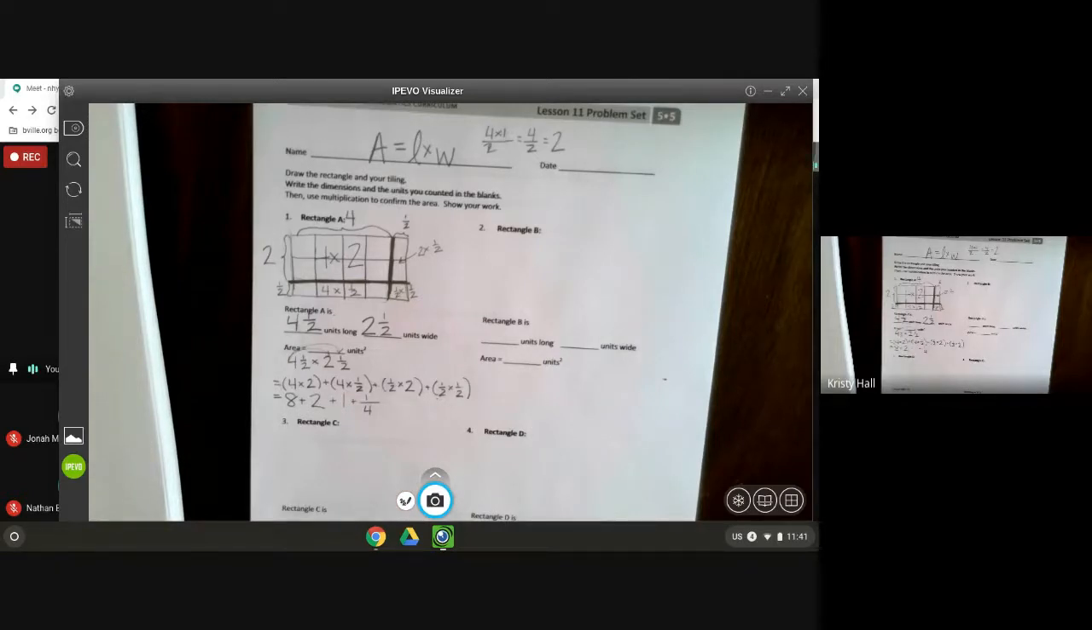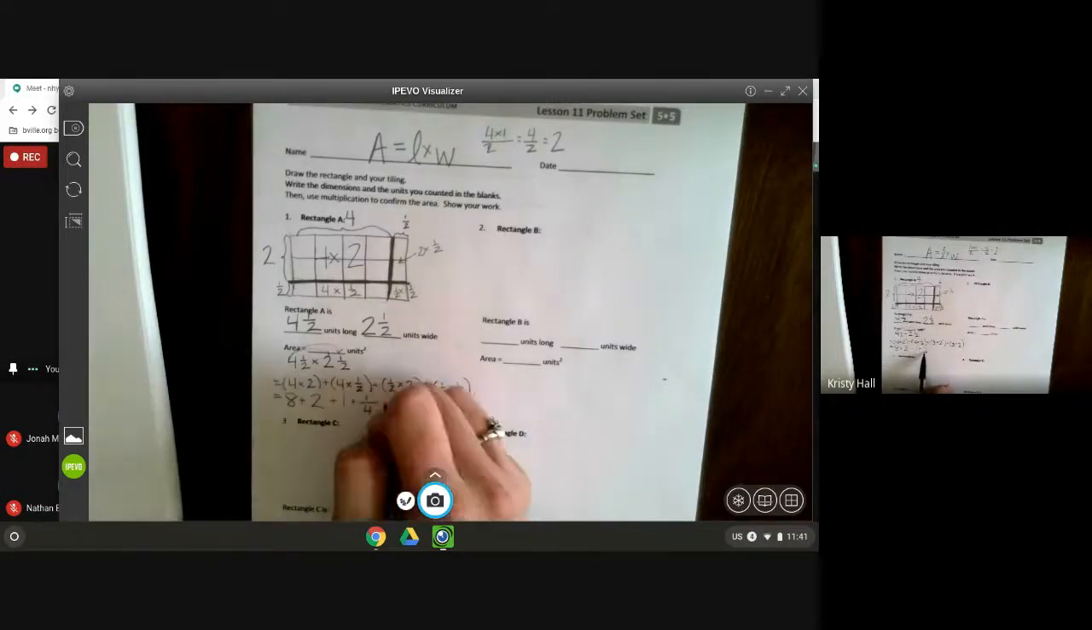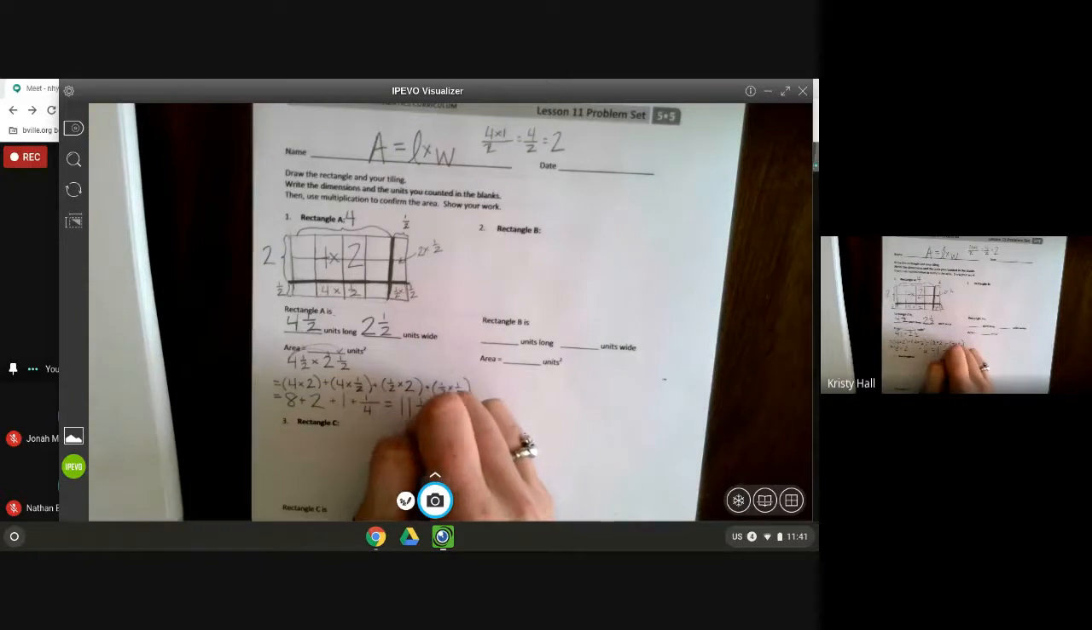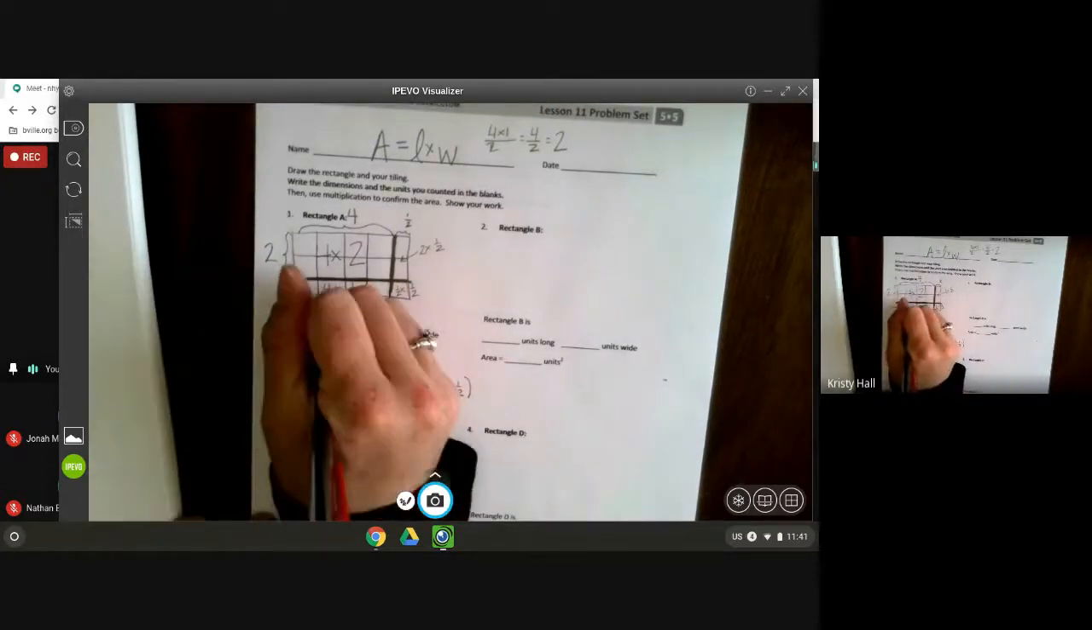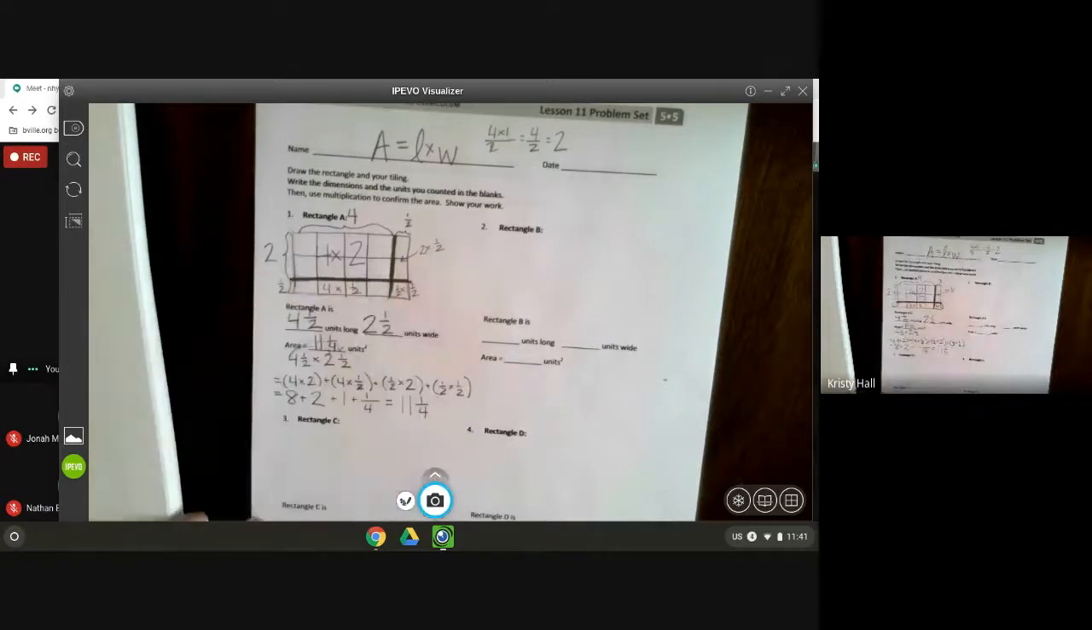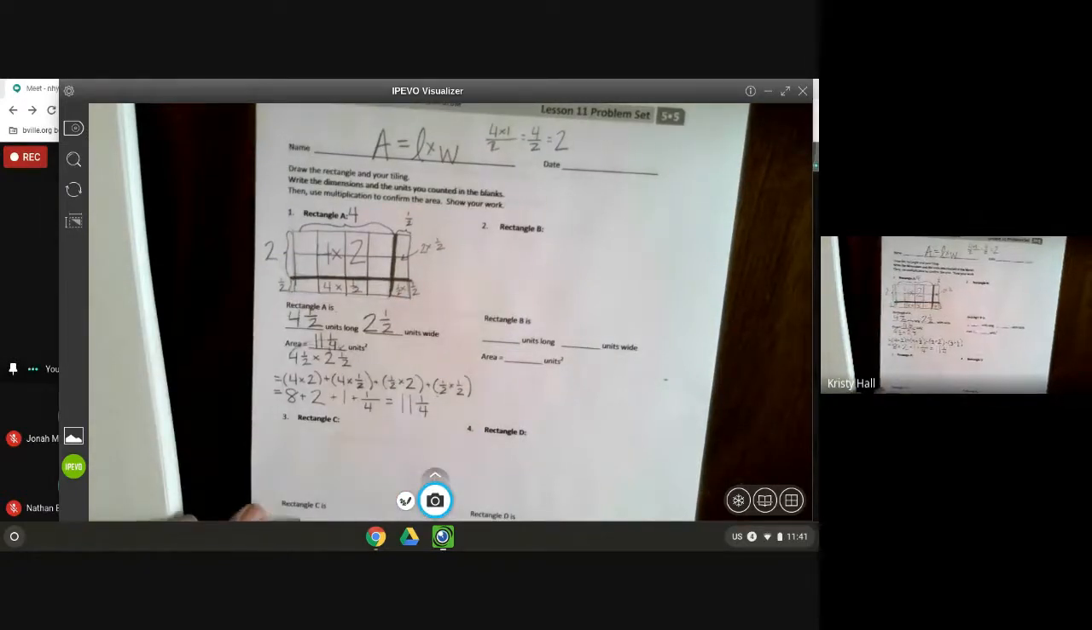Now that I've solved the inside of each set of parentheses, I just have to add these together. So 8 plus 2 plus 1. So 8 and 2 is 10, plus 1 is 11, plus 1/4. This is 11 and 1/4. So the area is 11 and 1/4 units, square units.